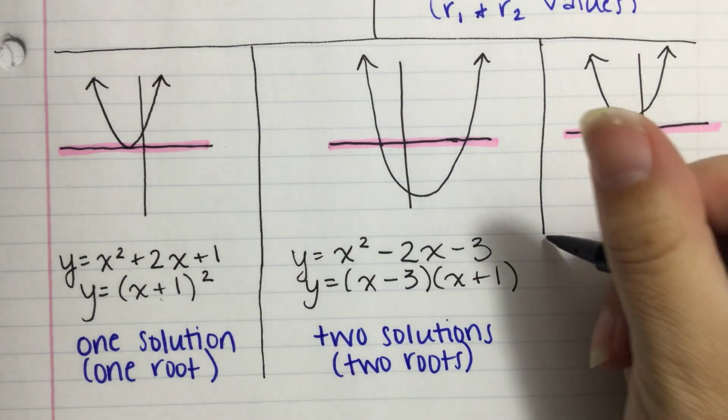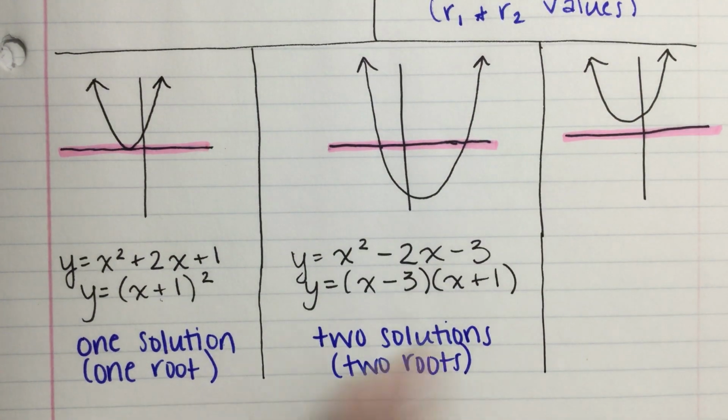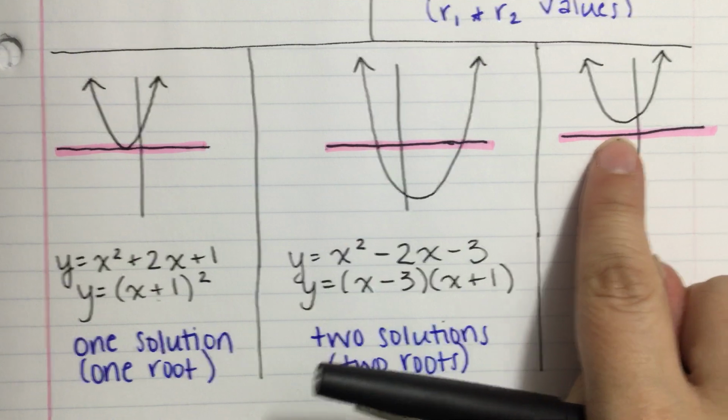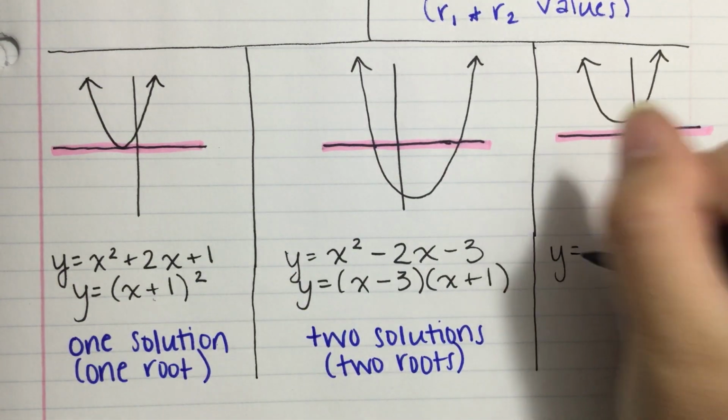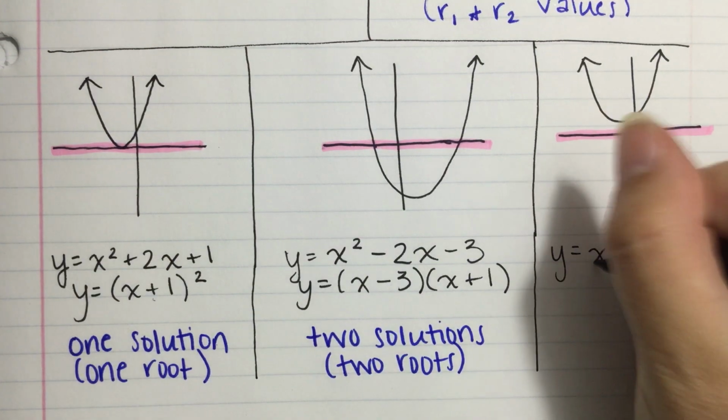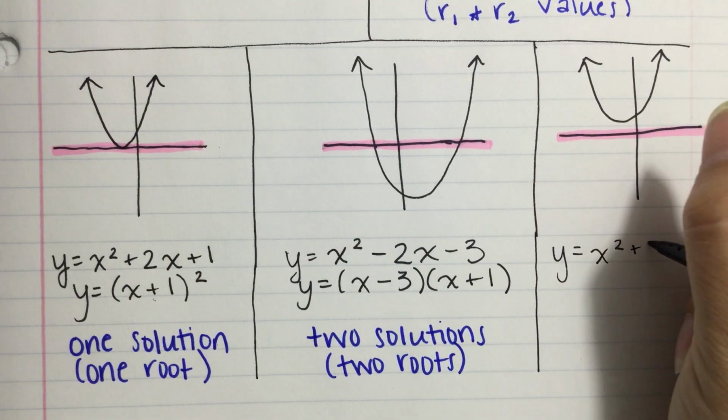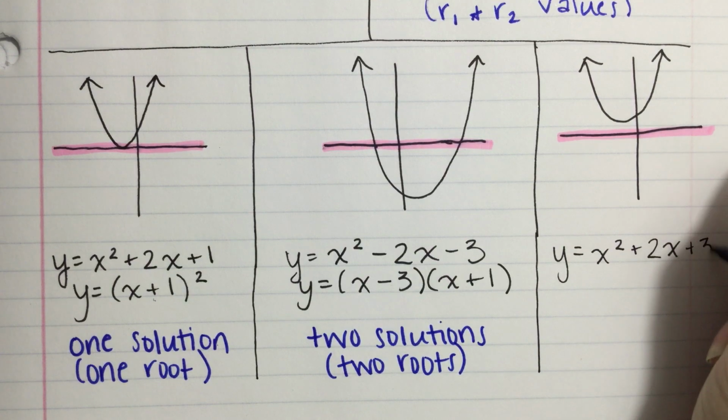This last one is different from both of these. If we look closely, it's not intersecting at all. And so in this case, we do have an equation in standard form. We could say that this is y equals x squared plus 2x plus 3.